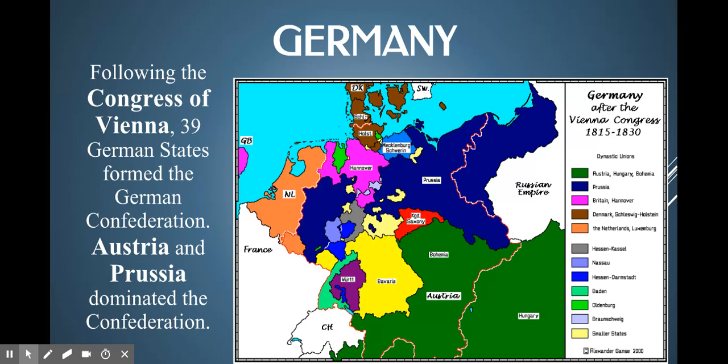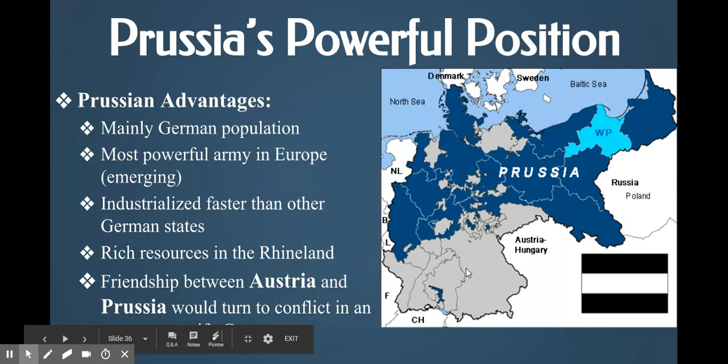After the Congress of Vienna, there are 39 different German states in what is known as the German Confederation. And Austria and Prussia are going to dominate this confederation. And so you can see Austria and Prussia have the largest chunks, and they are not inclined to work together. Okay. Prussia's advantages is that they mainly have a German population.